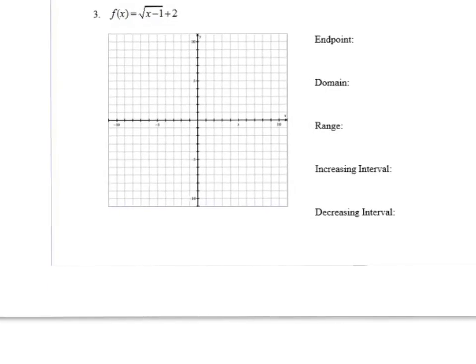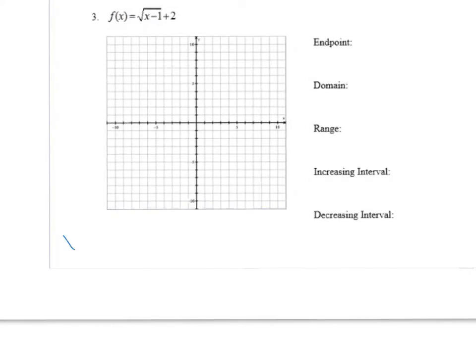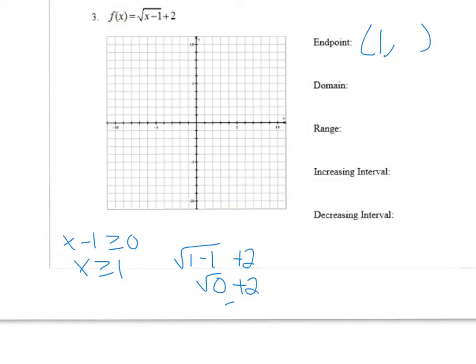Okay, for number 3, our radicand is x minus 1. Solving that greater than or equal to 0, we get x is greater than or equal to 1. When we plug in 1, I get the square root of 0 plus 2, that's 2. So I go to the right one and up 2. Does that match our transformations? -1 is to the right 1, and this plus 2 is up 2, that matches.